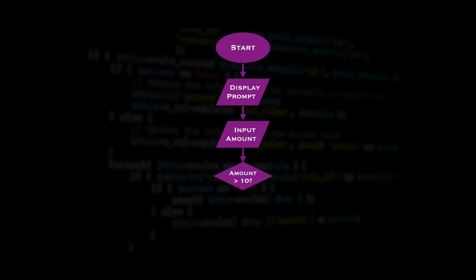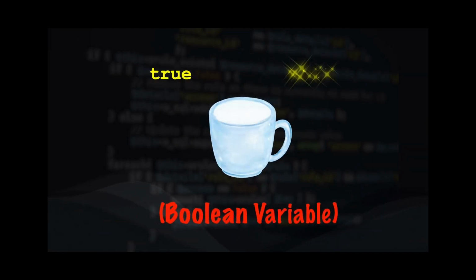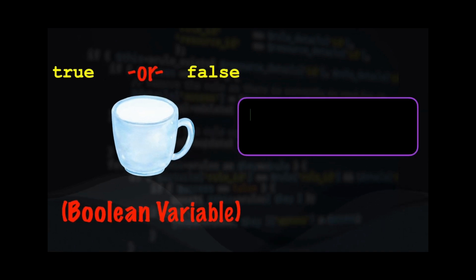Is the amount the user entered greater than 10? That's either true or false. If it's true, we can execute a block of code. If it's not true, we can skip that block and move on with the program. A Boolean variable can only have one of two values, true or false. In Java, we use the data type boolean to store these values.